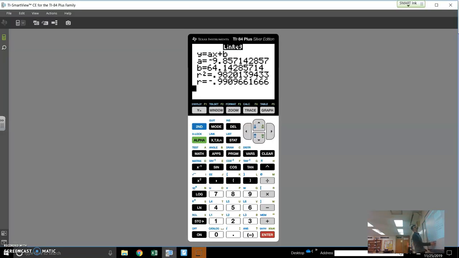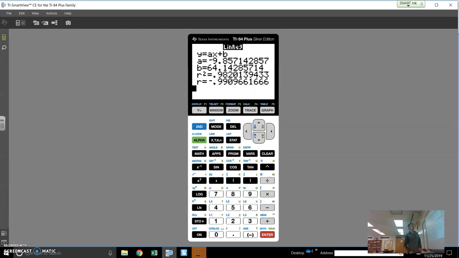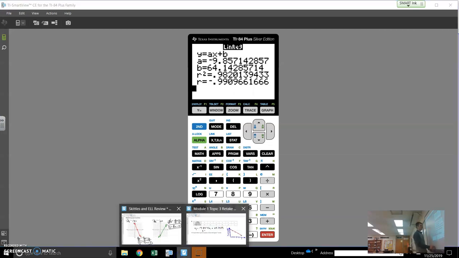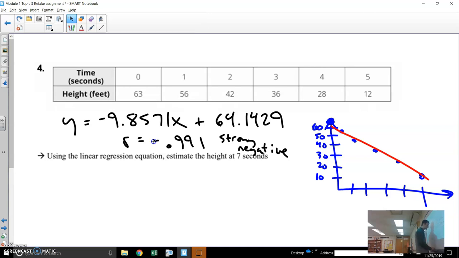I think we're going to have to round it though. 64.1429, again rounded to the nearest 10,000th. But for the R value this time, notice that it's negative 0.991 if you were to round that. This is very strong, so this is a strong negative correlation coefficient. And that just means strong means all of these points are very close to my line, which means that the equation is accurate for predicting future values, or hopefully you think they will be accurate.